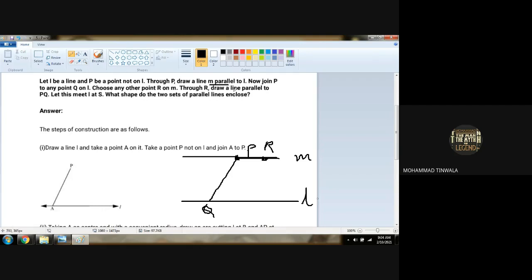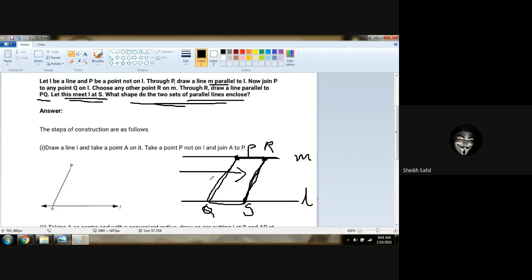Now draw a line parallel to PQ. Let this meet L, which we have to name S. It is given here. Now what shape do the two sets of parallel lines enclose? Which shape is prepared now? That is what the question is asking. After getting these two sets of parallel lines, quadrilateral is a correct answer.